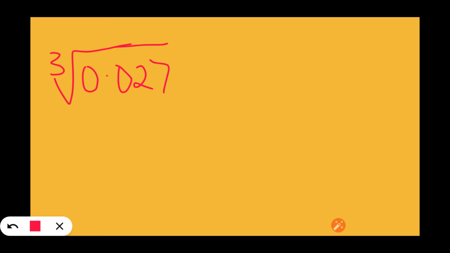Whenever I am asked to find the cube root of a decimal number, I will have to change that decimal number into a fraction. I actually taught you how to change a decimal number into a fraction in first term, and I believe you understood it. So to convert 0.027 into a fraction, this gives me 27 over 1000, please.